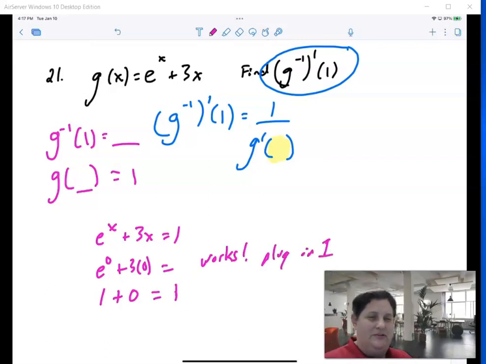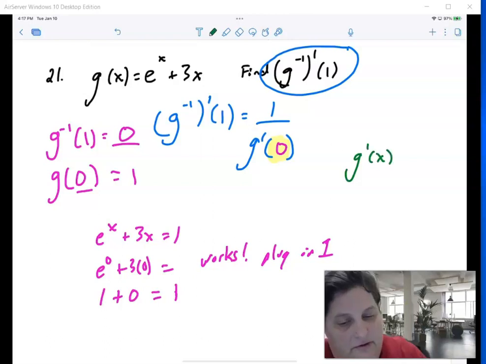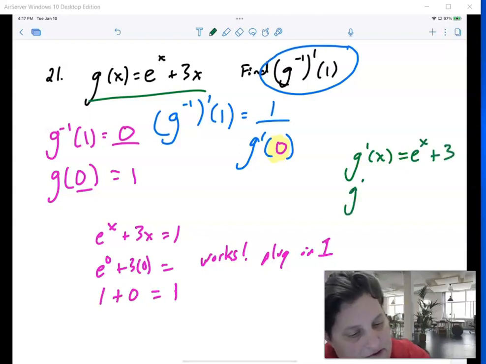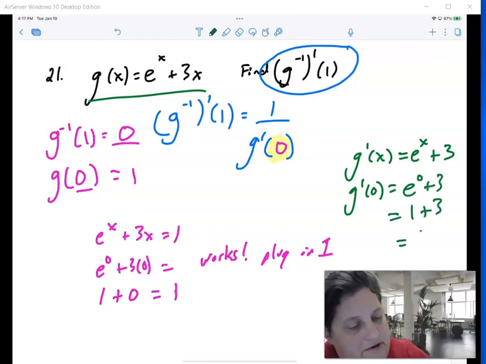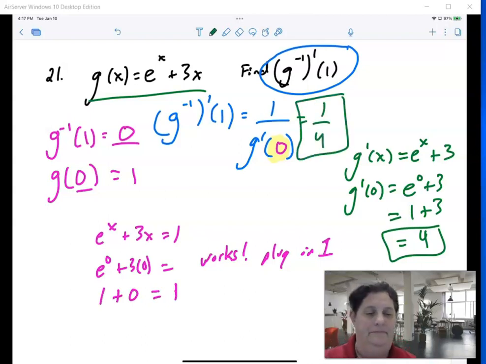So I thought I had to go to a calculator. I just had to think about it a little harder. Okay, so if I plugged in 0, I got 1, which means g inverse of 1 is 0. Now all I need to do is figure out what g prime of 0 is, and I'm golden. First, let's find g prime of x. g prime is e to the x plus the derivative of 3x, which is 3. g prime of 0 is e to the 0 plus 3, which is 1 plus 3, which is 4. So this derivative is 1 over 4.